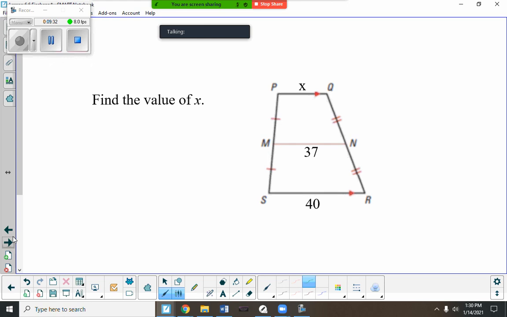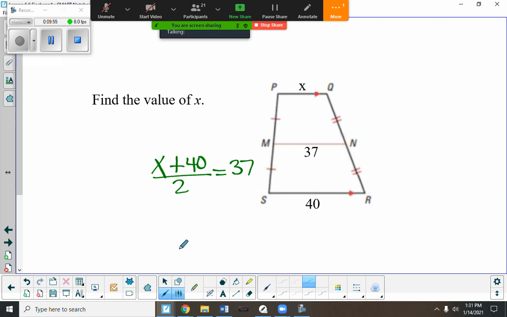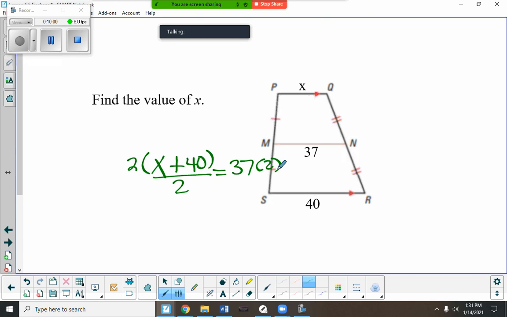Now this one's different. We're missing a base, but we know the midsegment. So use your formula where you add the bases and divide by 2. And what it's going to equal, we're going to set up an equation, is the midsegment, which is 37. Now we have an equation to solve. We're going to multiply both sides by 2. And then you have x plus 40 equals 74.